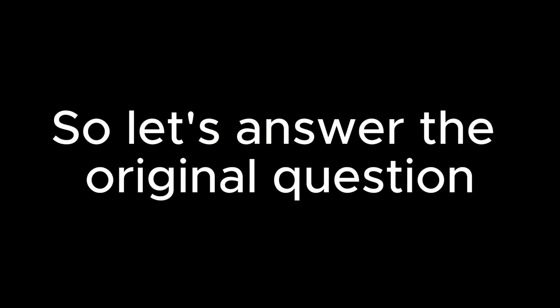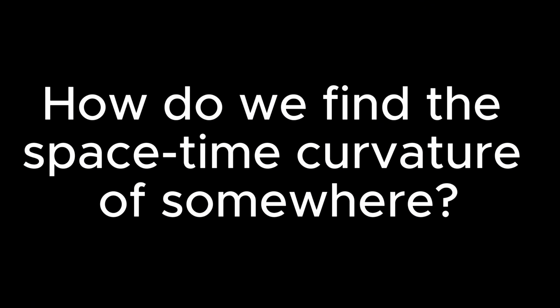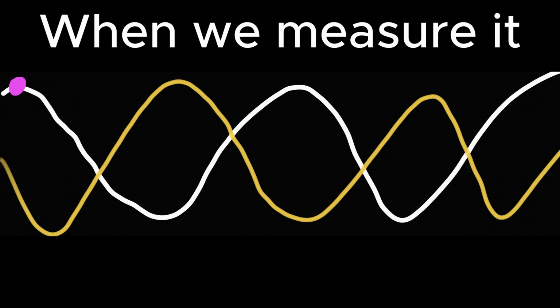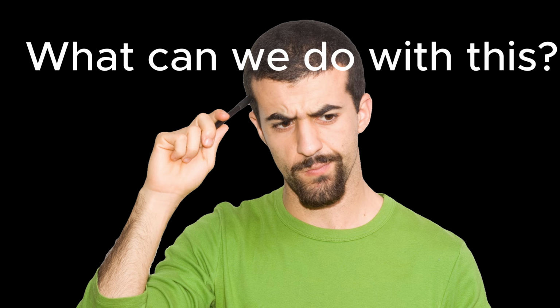So let's answer the original question. How do we find the space-time curvature of somewhere? We find the somewhere, at whatever state it's in, at the point of wherever that is, when we measure it. Nice. Now we have a theory of quantum gravity, but what does this predict, and how can we prove it?